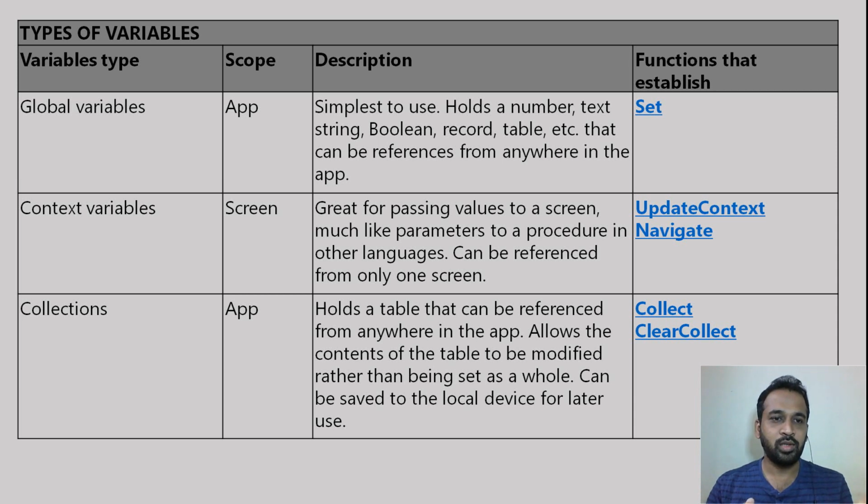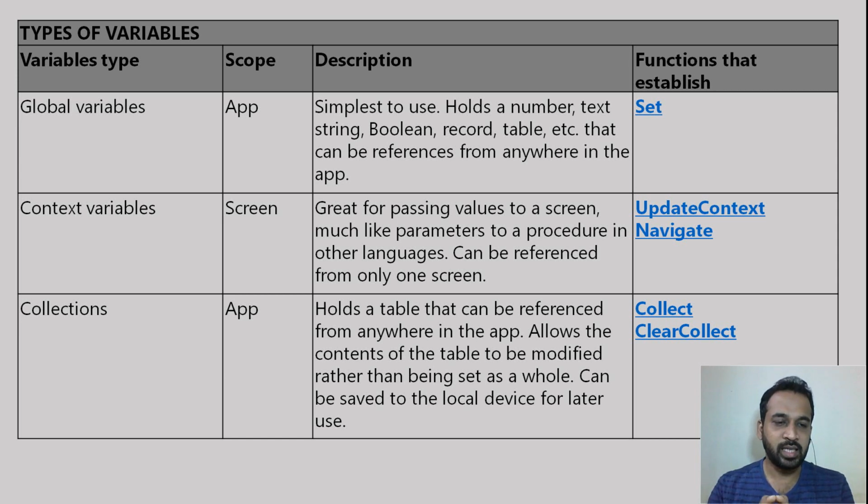Now coming to the local variable, that is the context variable, which has a scope within the screen, it is great for passing values from one screen to another screen, much like parameters to a procedure in other languages like SQL. It can be referenced from only one screen. In order to initiate this value, you have to use the UpdateContext or Navigate function.